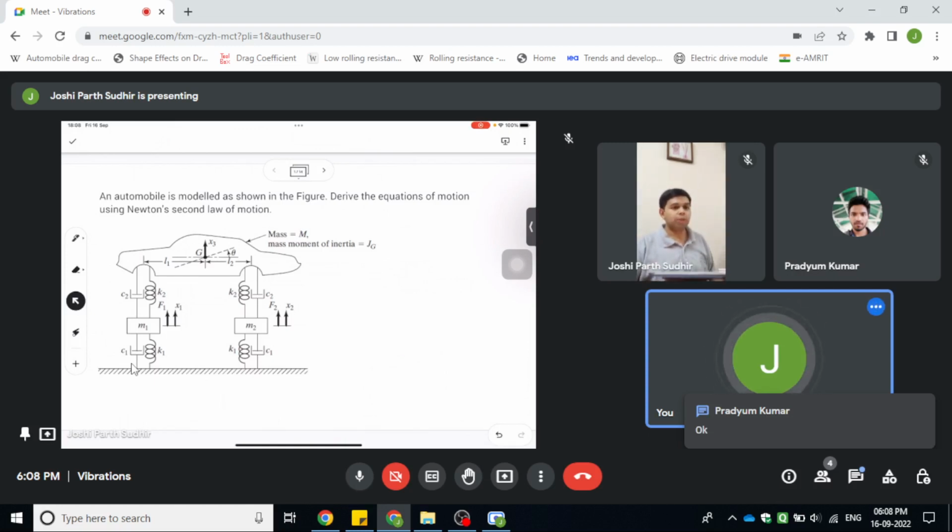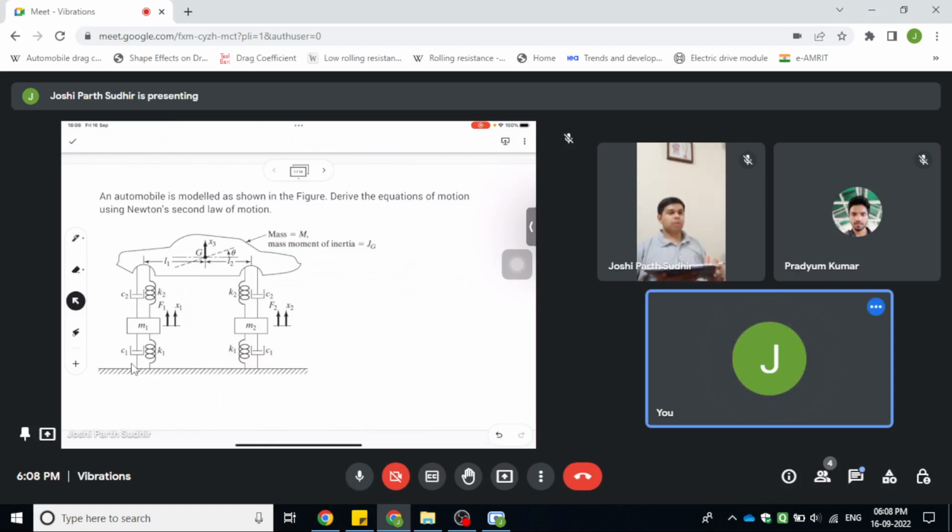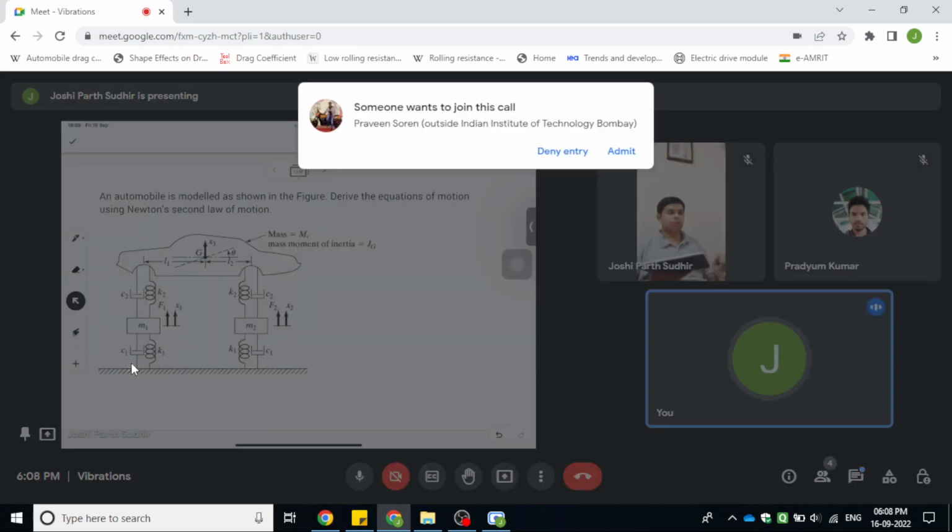In this week's content we have an introduction to multi-degree of freedom systems. Professor Anil Kumar has solved some examples, and I think he has demonstrated how to derive natural frequency of multi-degree of freedom systems. So in this problem we will go through the derivation of the equations of motion of this multi-degree of freedom system.